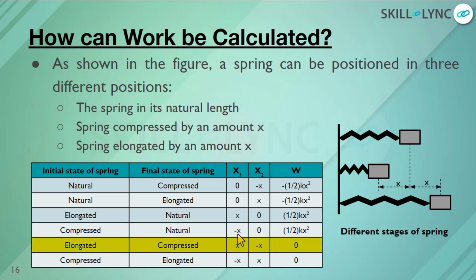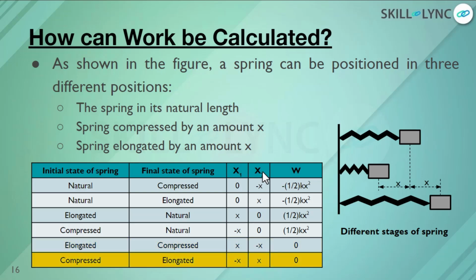Coming to the last two conditions, let the initial state of the spring be elongated, case 3, and let the final state of the spring be compressed, case 2. Thereby the position x1 would be x, and the position x2 would be minus x at the final stage. Thus the net work done would be equal to 0.